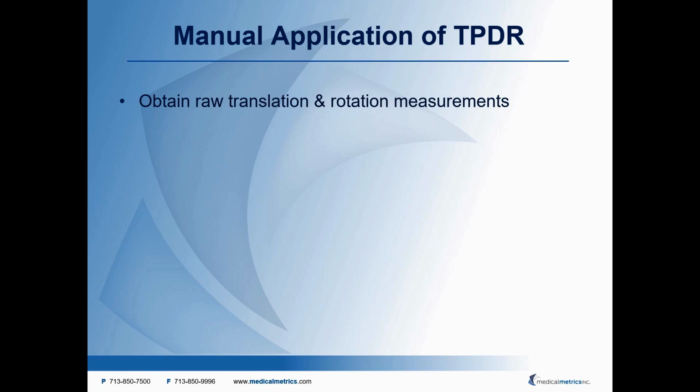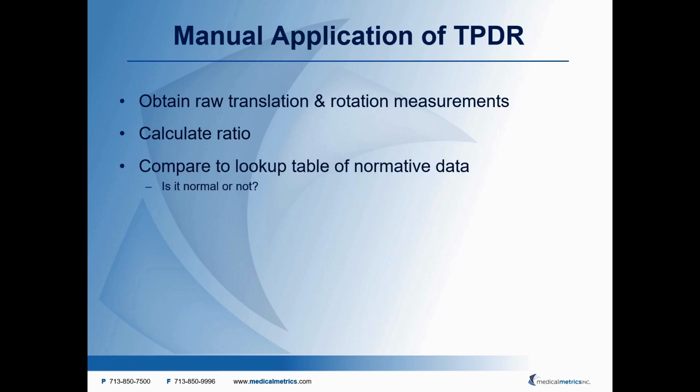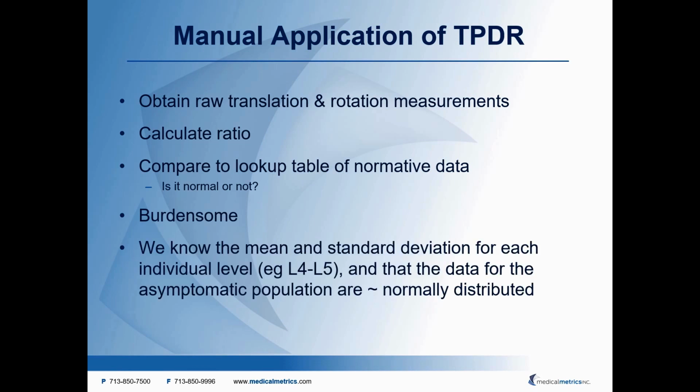The translation per degree of rotation can be calculated from raw measurements of intervertebral translation and rotation. The calculated ratio could then be compared to a table of data for asymptomatic, healthy spines. That would allow classifying a level as normal or abnormal, but it is also valuable to know how unstable and to be able to calculate changes over time. We take advantage of knowing the mean and standard deviations for the healthy spines, and that the data are normally distributed.